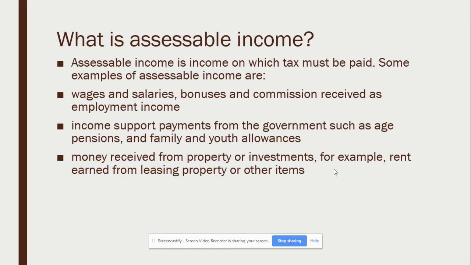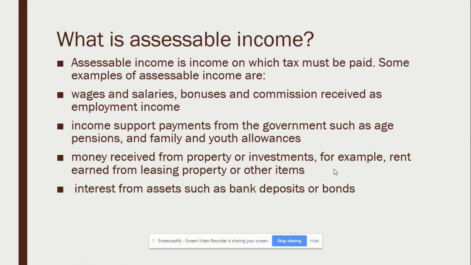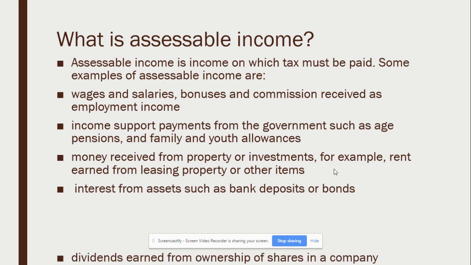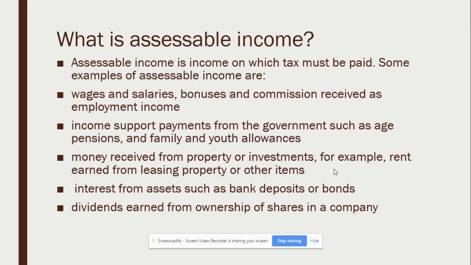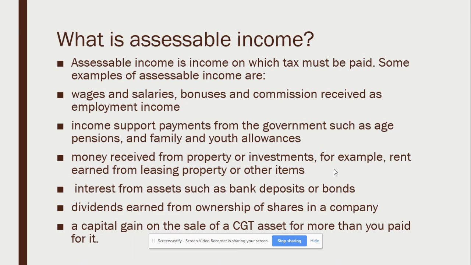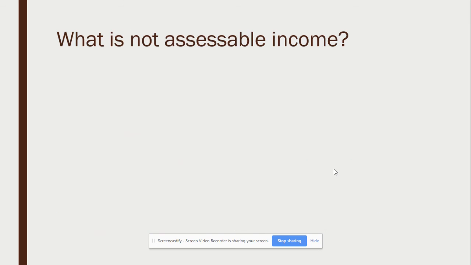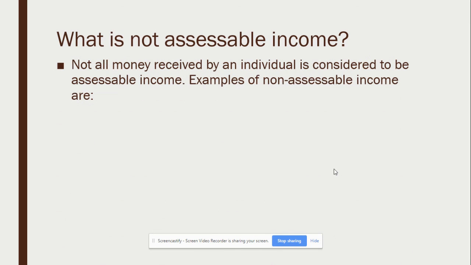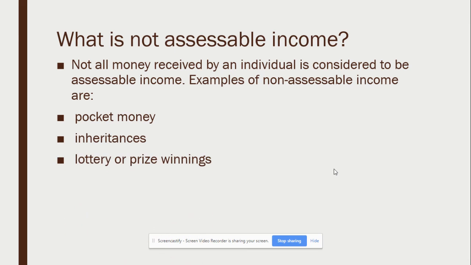Money received from property or investments, for example, rent earned from leasing a property or other items. Interest from assets, such as bank deposits or bonds. Dividends earned from ownership of shares in a company, so wherever you make money. A capital gain on the sale of a capital gains tax asset for more than you paid for it. What is not assessable? Not all money received by an individual is considered to be assessable. Examples are pocket money, inheritances, lottery or prize winnings, so you don't have to pay any tax on them.